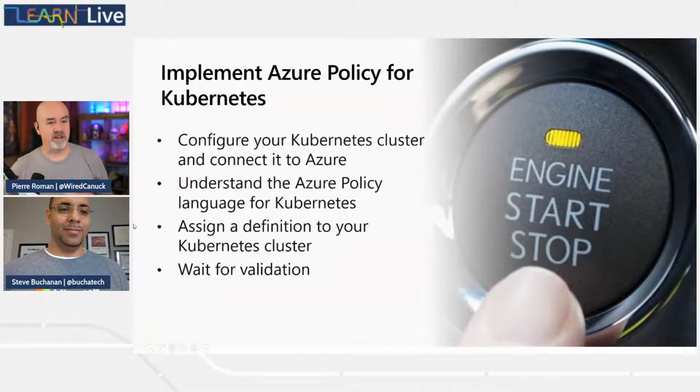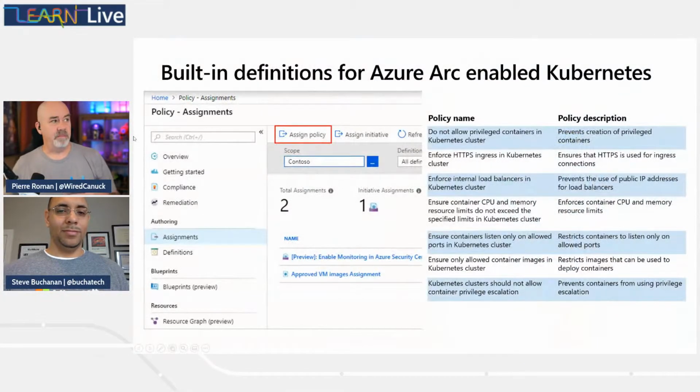Anyway, and then you have to wait for validation. There are a number of built-in policies, and this little table here is just a smidgen of the policies that we have there. So: do not allow privileged containers in Kubernetes, enforce HTTPS ingress in Kubernetes, enforce internal load balancer, all these types of policies that you can define. Those are actually defined for you, which is what we call the built-in. Now that they're built in, the only thing you need to do is actually apply that policy to our Kubernetes.